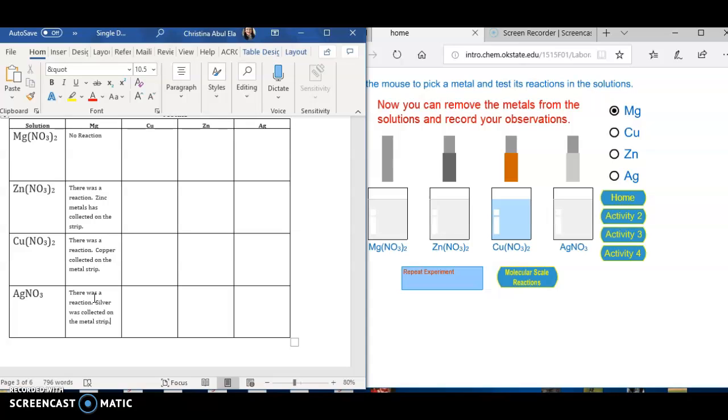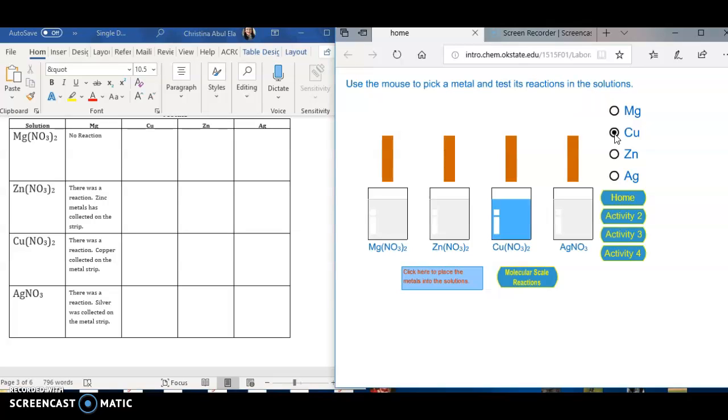Right? So you're going down the column. And so when you're ready to move to the next one, so when you're ready to do copper, you're going to click on copper, get them into the solution, pull them up, and then fill out the copper column. Copper plus magnesium nitrate, copper plus zinc nitrate, copper plus copper 2 nitrate, copper plus silver nitrate, right? You're going down the column and filling it in.